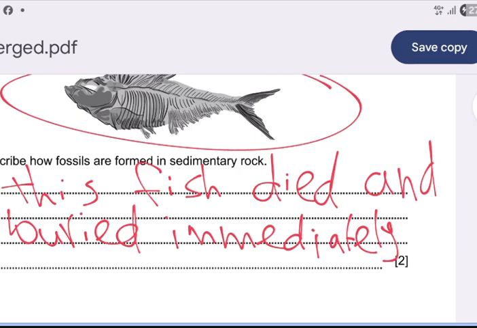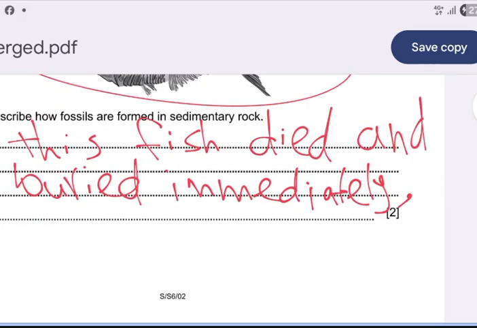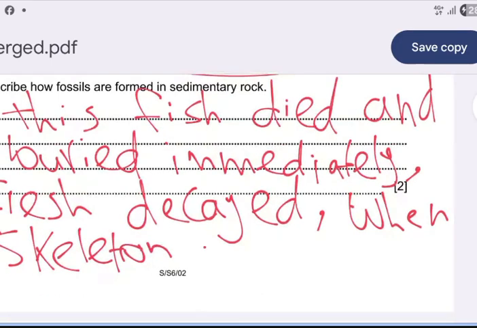What happened after that? Now we can say the layers and layers of sediments can cover it, right? Okay, but teacher, if it was buried immediately, maybe a part of this fish will start to decay. Yeah, the flesh, the meat will start to decay. That's why we can find the bones or the skeleton. So you can say the flesh decayed, and the skeleton is covered with layers of sediments.